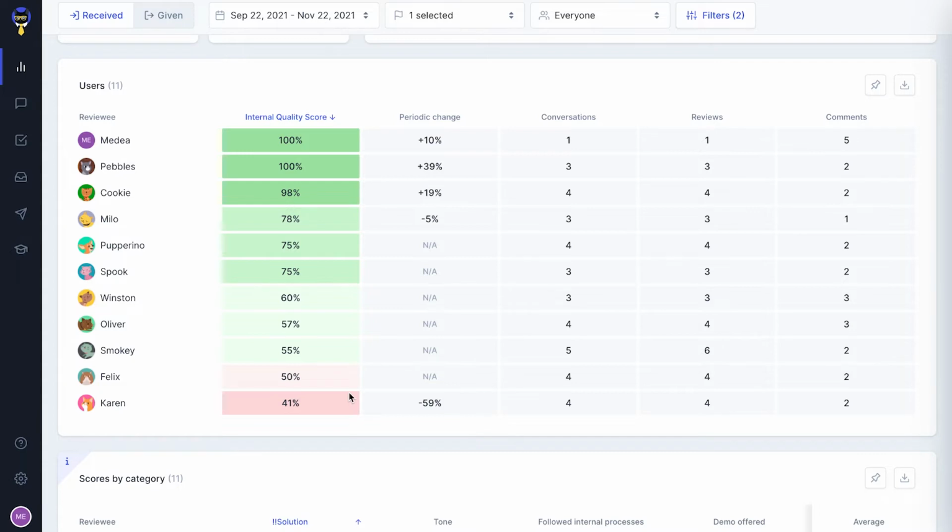And when we talk about the IQS score in general, I should mention these two columns, conversations and the reviews. Most of the time you may find that the count is quite similar. However, in this case, you can see conversations, it shows 5, reviews, it shows 6. So I should explain what the difference is between these two.